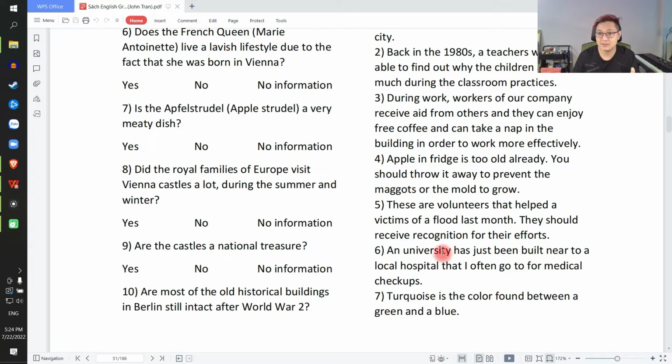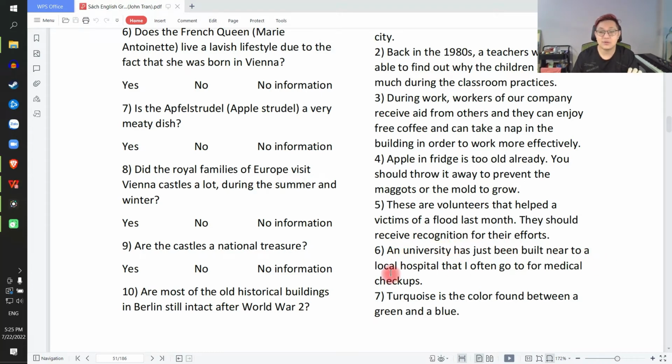Một cái đại học vừa mới được xây dựng. So we want to talk about a new thing now, something that people don't know. So we introduce it for the first time. So a university. Cái chỗ này là mình muốn giới thiệu ra một cái điều, đó là một cái đại học mới vừa được xây, giới thiệu lần đầu tiên phải có a như thế này.